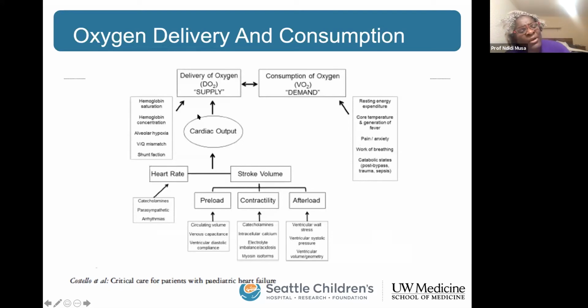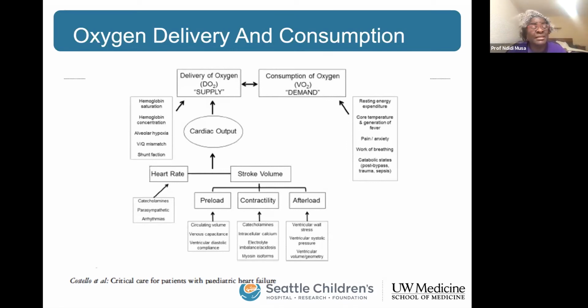In terms of supply, how can we improve supply? By transfusing a patient. So remember that oxygen is carried around bound to hemoglobin. So if you can increase your hemoglobin concentration, you can also increase delivery to the tissues. Also increasing your cardiac output. Now, you know your cardiac output is heart rate times stroke volume. Things that impact heart rate will be endogenous catecholamines or exogenous catecholamines. Arrhythmias and parasympathetic issues. Stroke volume is made up of preload, contractility, and afterload.